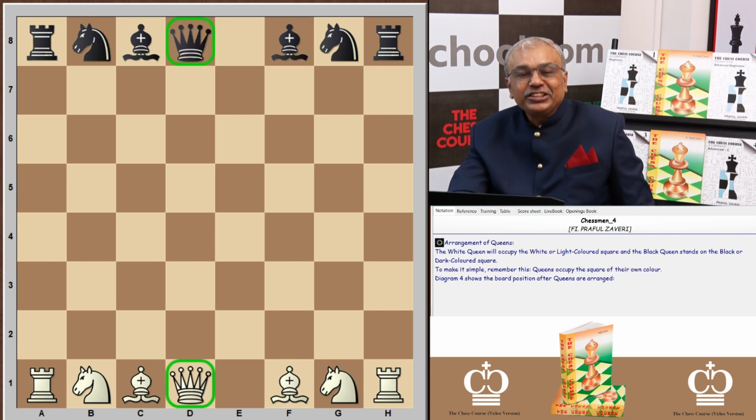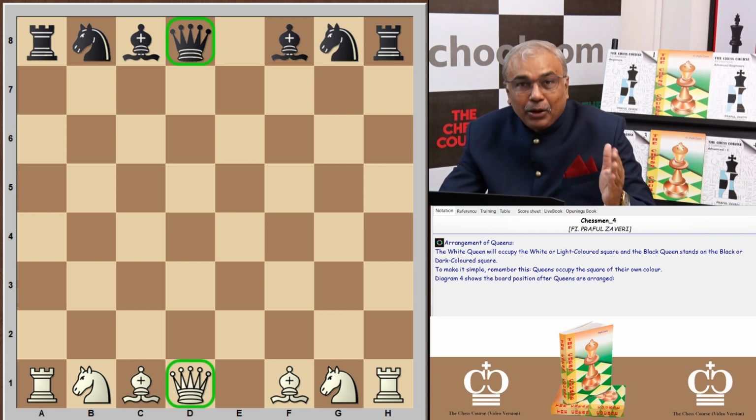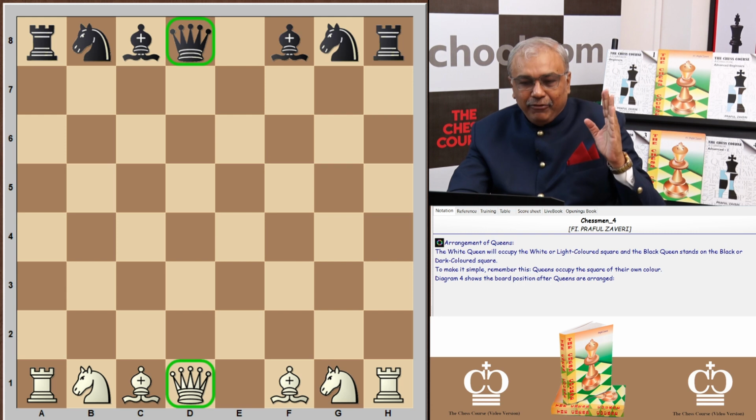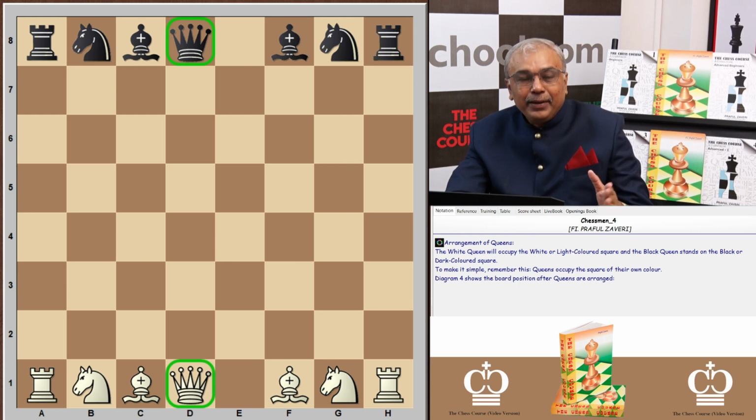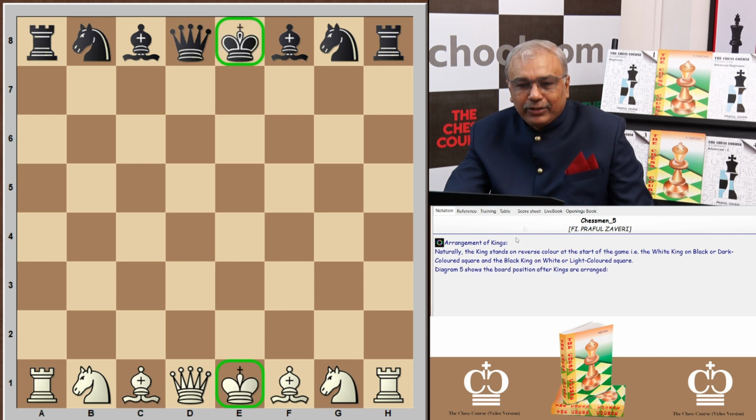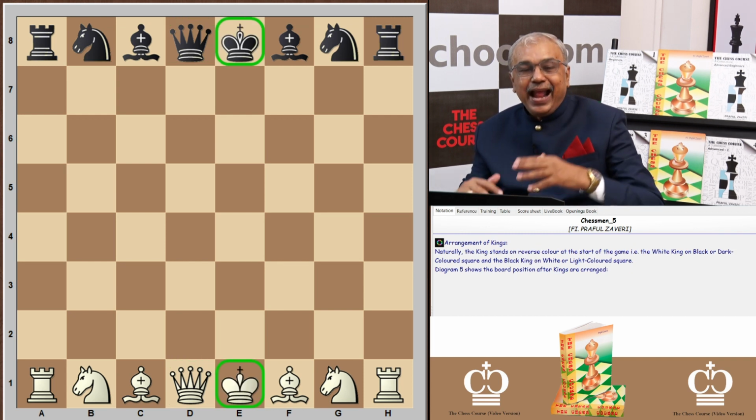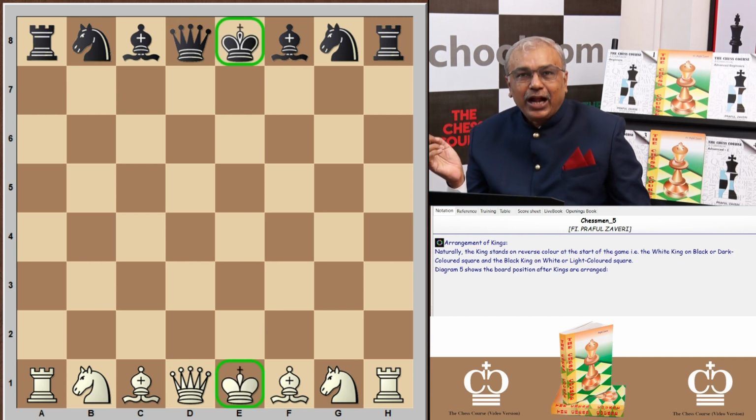So we'll start with the queen, and it's very easy to remember that queens occupy their own color. So white queen will be placed on a white colored square, black queen will be placed on a black colored square. After this, only 1 square is empty on the first row, and that is for the king. So naturally the king stands on the reverse color at the start of the game.